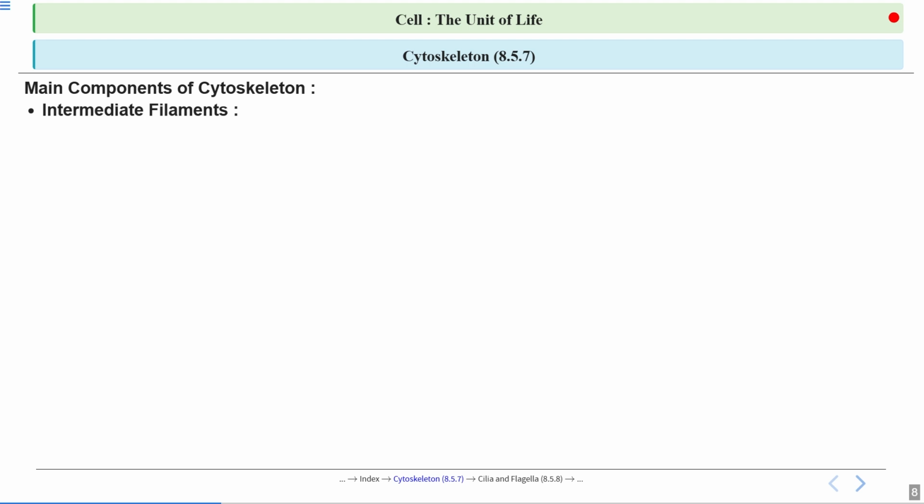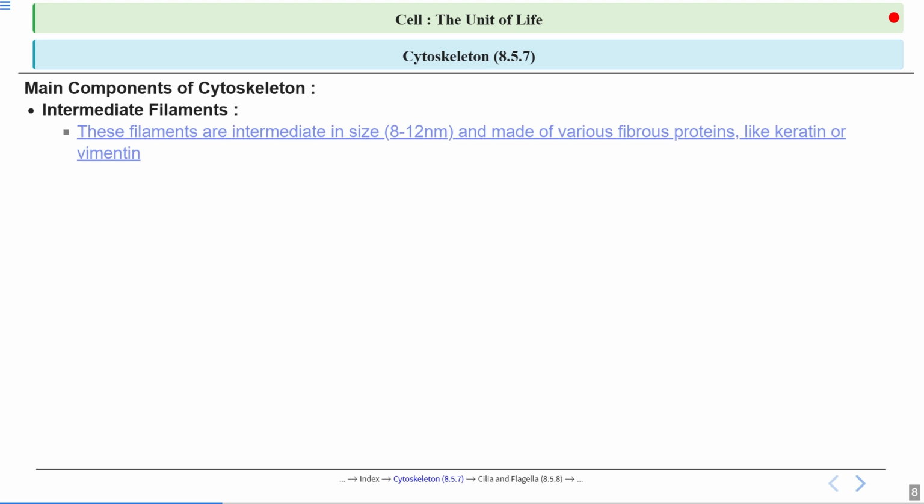Okay, now next one is the intermediate filaments. As the name suggests, intermediate. So these filaments are intermediate in size, means they are around 8 to 12 nanometer. Nano means 10 raised to a minus 9. And they are made up of various fibrous proteins like keratin or vimentin. Remember this. They are made up of keratin or vimentin.